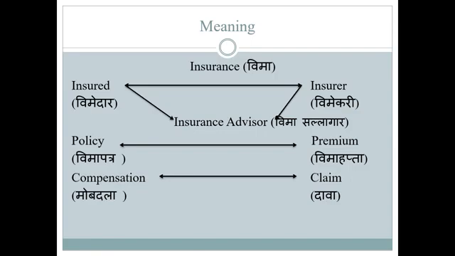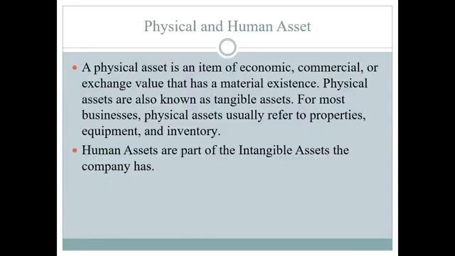So with this we will continue today's lecture and we will focus on the physical and human asset. What is it? Physical asset is an item of economic, commercial or exchange value that has a material existence. Physical assets are also known as tangible assets. For most businesses, physical assets usually refer to properties, equipments and inventory.